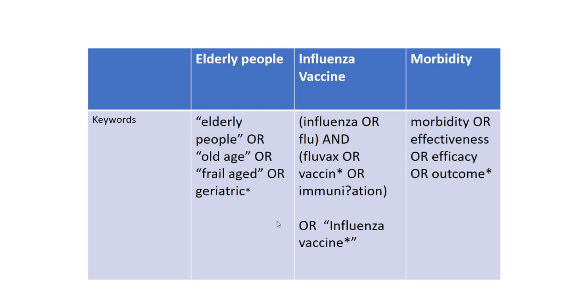Now we are going to combine all of these techniques into our search table. So first of all, under elderly people, I'm going to put the term elderly people, also, or the term old age, or frail aged, or geriatric. And with influenza vaccine, alternative words could be influenza or flu, and vaccination, immunization, flu vax. Or we could just search the term influenza vaccine as a phrase. In our outcome area, we have morbidity or effectiveness or efficiency or outcome. I think those words could be helpful as well.